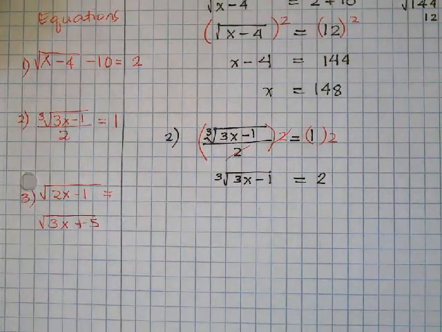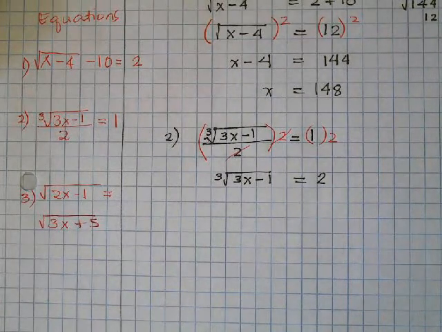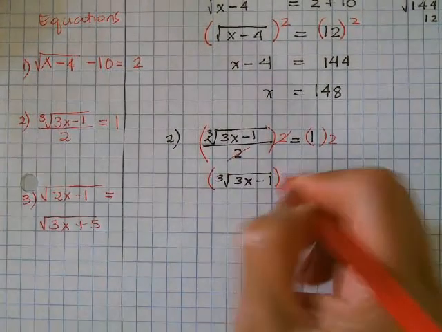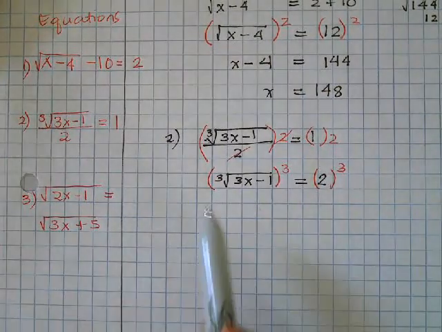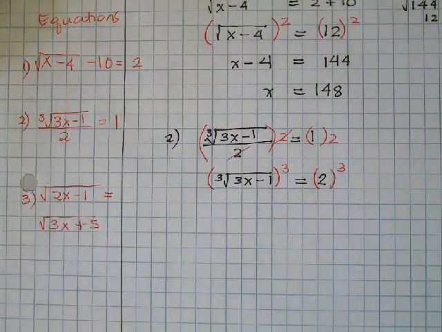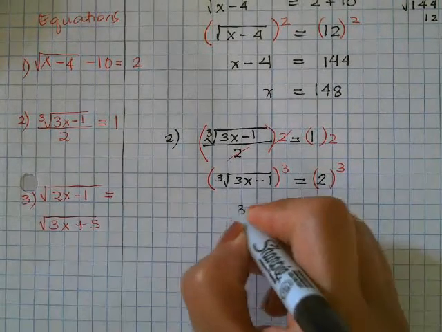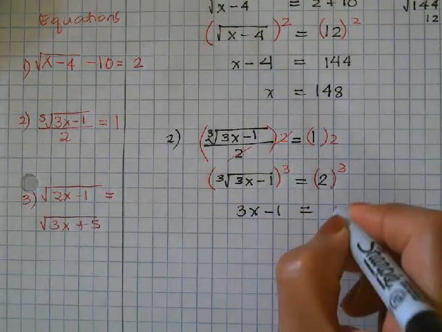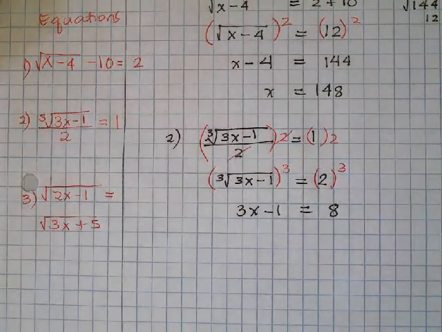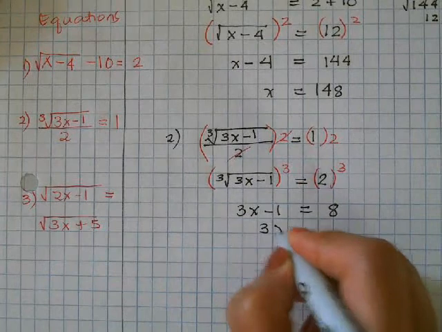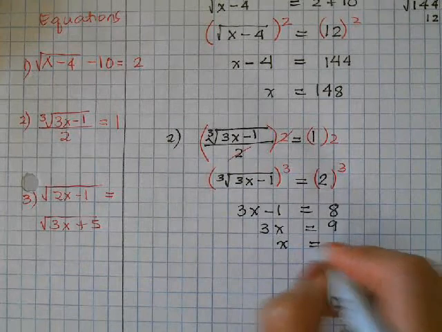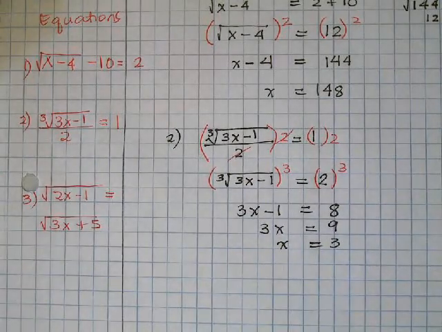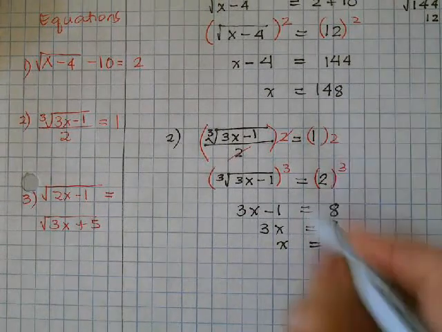How do we get rid of a cube root? Pause and think about it. We raise both sides to the third power. When we raise that to the third power, there is no more cube root. So this will just be 3x minus 1 is equal to 8, since 2 to the third is 8. Again, this is now linear. 8 plus 1 is 9, divided by 3, x equals 3. And you can always check.